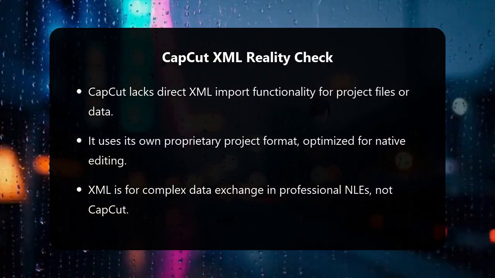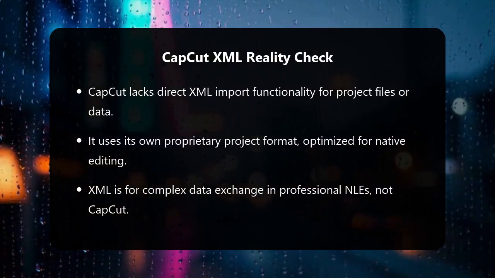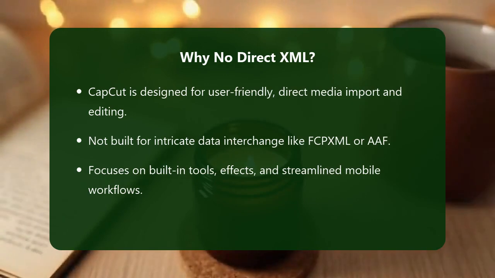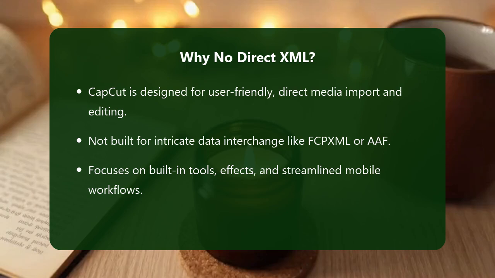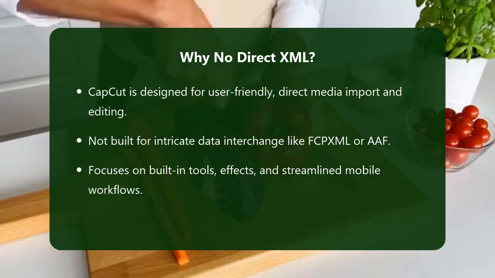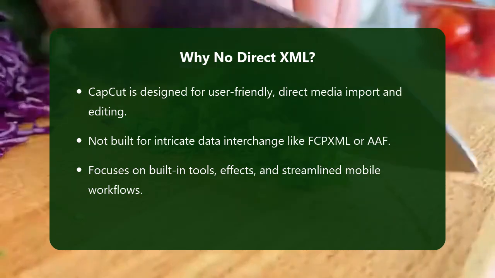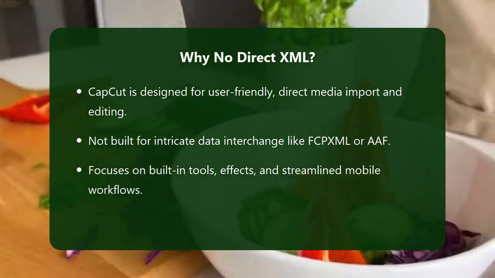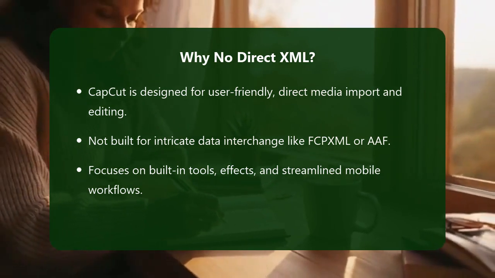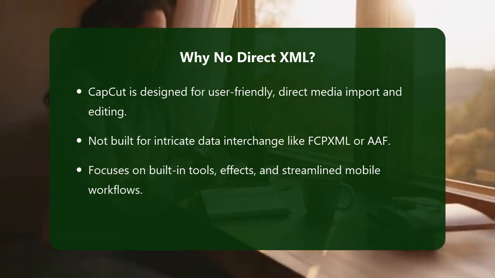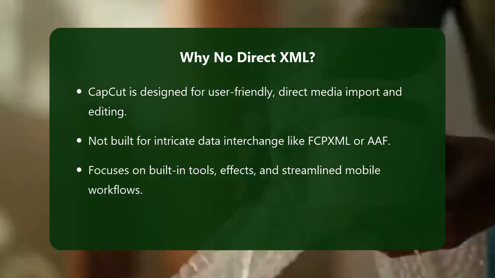XML, or Extensible Markup Language, is primarily used as a robust way to store and transport data, often seen in professional nonlinear editing (NLE) systems for exchanging project information, such as edit decision lists (EDLs), metadata like clip names, in/out points, effect parameters, and even entire project structures. Formats like FCPXML for Final Cut Pro or AAF, Advanced Authoring Format, which can be exported from Premiere Pro, are prime examples of XML's role in professional video production workflows. These formats allow editors to move projects between different software, preserving a high degree of editability and data integrity.